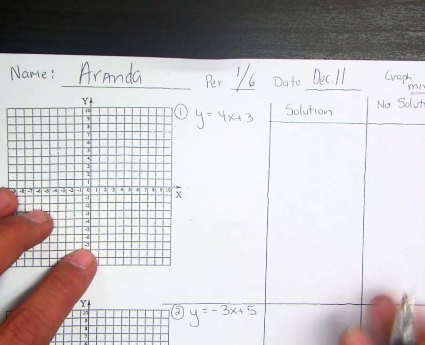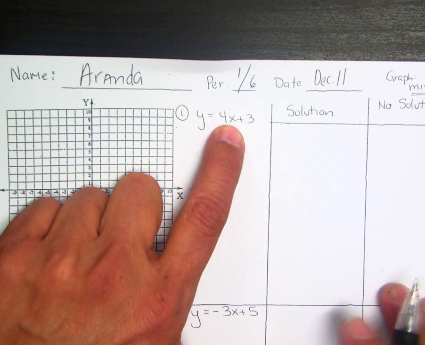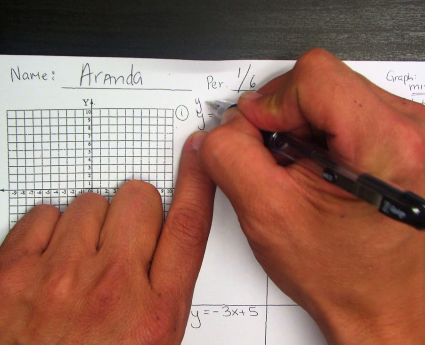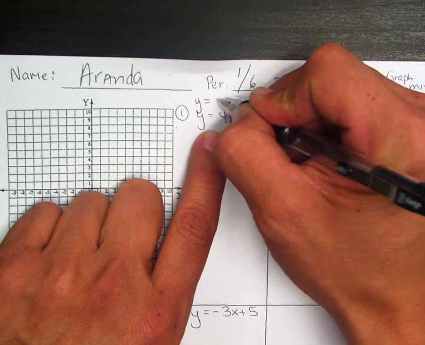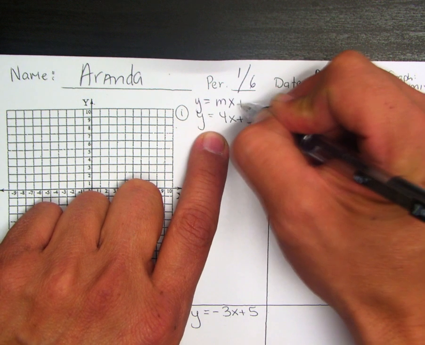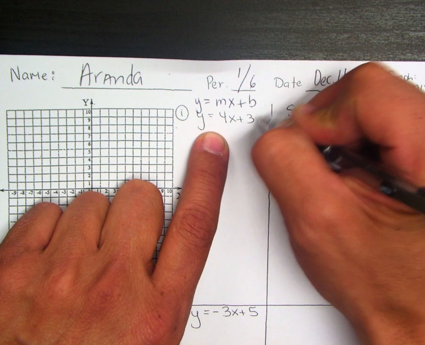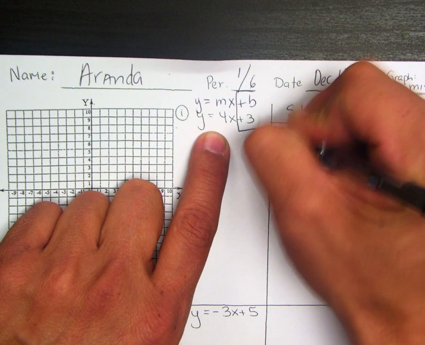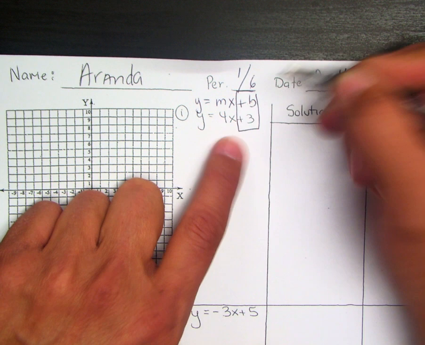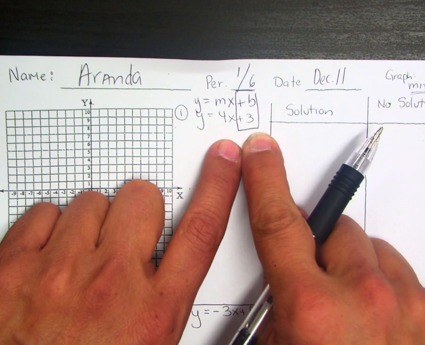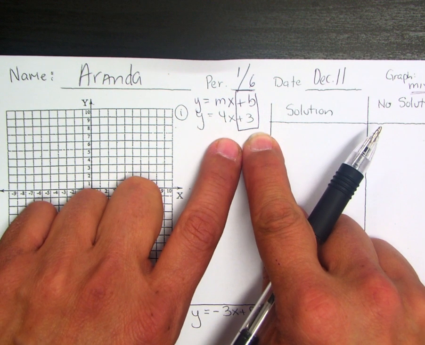So don't forget, this graph is called a linear equation. In order to graph it, it has to be in the form of y equals mx plus b. Remember, m is the slope and b is the y-intercept, or the starting point. All right? So this is in that form.